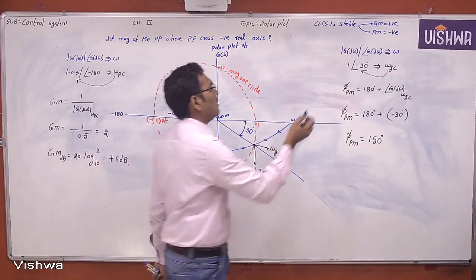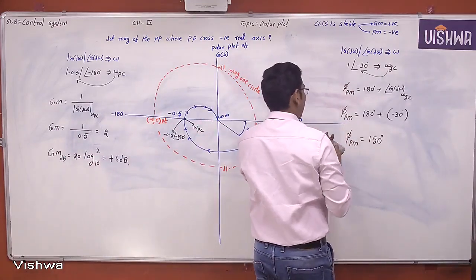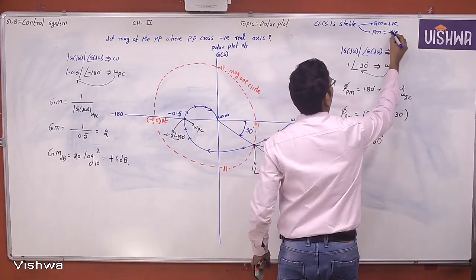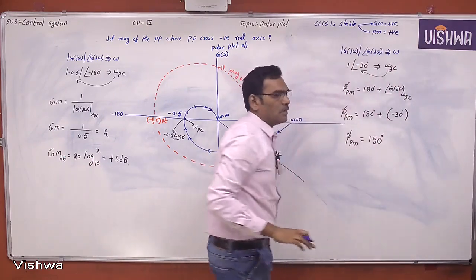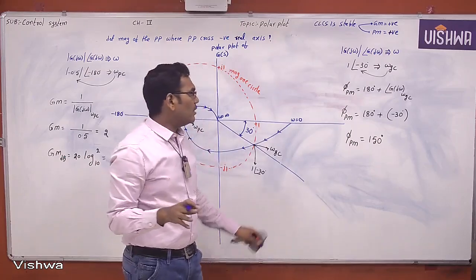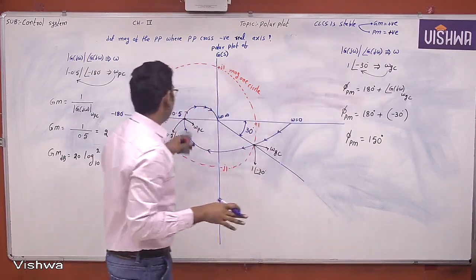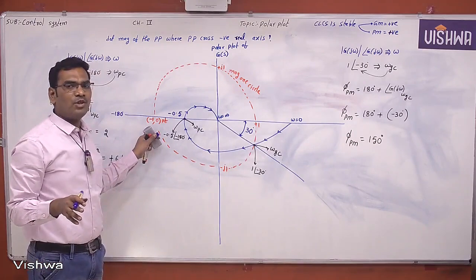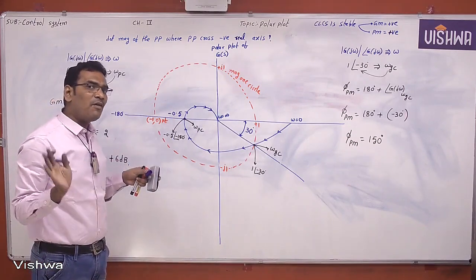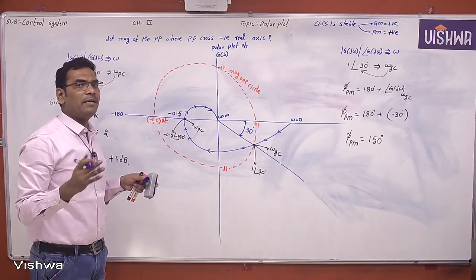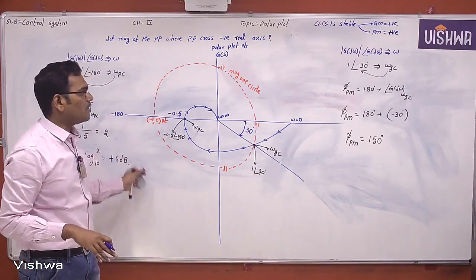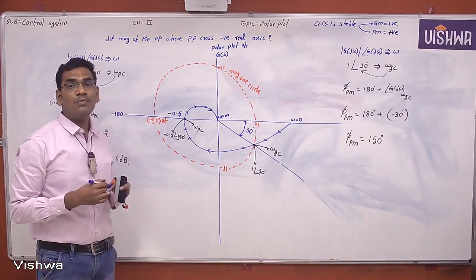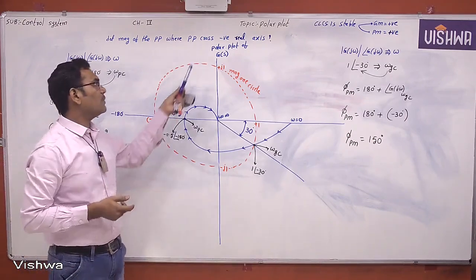Now your phase margin is positive. Your gain margin is positive. Closed loop control system is stable. But without calculating this, you are saying that the system is stable because the minus 1 comma 0 point is not enclosed. Sir, what happens if it is enclosed? Then all the combinations we will see. But this is the way to calculate the closed loop control system stability from the polar plot.